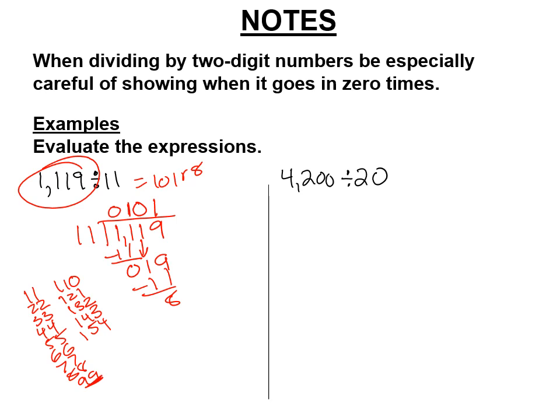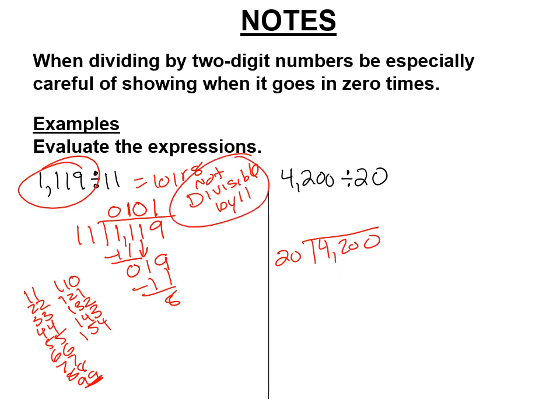4,200 divided by 20. All right, so 4,200 divided by 20. Oh, so I want to make sure that this is not divisible by 11. All right, so 20 doesn't go into 4, but it goes into 42 twice. You put that right there, and you get 40. Remainder 2, bring down a 0. 20 goes into 20 once, all right? Remainder 0. Bring this 0 down and show that it goes in 0 times. The answer is not 21, it's 210.